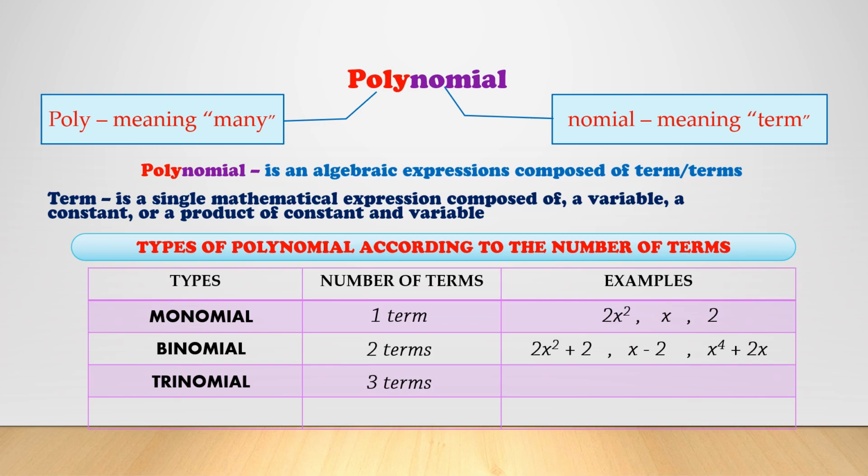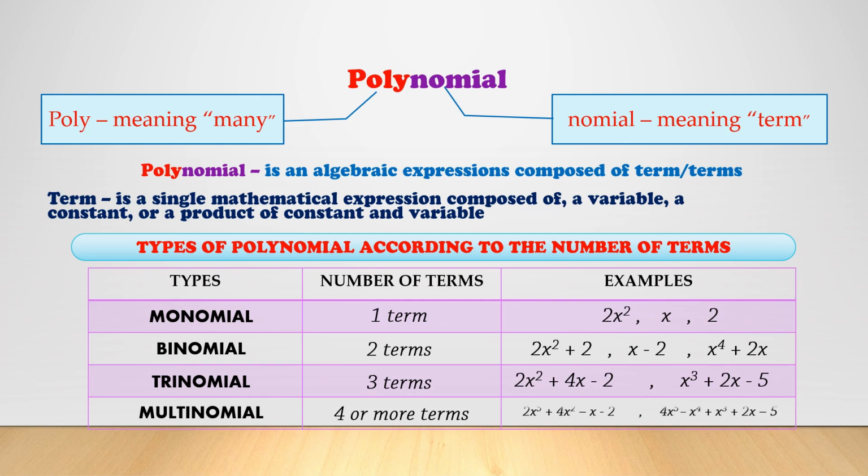Then we have the trinomial, a polynomial with three terms. For examples, we have 2x squared plus 4x minus 2 and x cubed plus 2x minus 5. Only have here three terms. Then we have the multinomial. So these are the polynomials with 4 or more terms. So for example, you can just simply have 2x raised to 5 plus 4x squared minus x minus 2, a polynomial with 4 terms. And another one is 4x raised to 5 minus x raised to 4 plus x cubed plus 2x minus 5, a polynomial with 5 terms. So these are examples of multinomial.